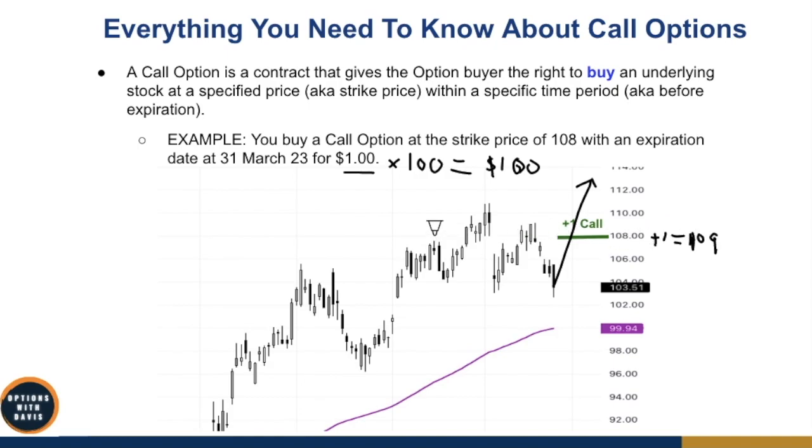Anything that is below $109, you'll be in a loss, right? And your maximum loss is kept to just $100 because this is pretty much what you paid for it when you're buying the call option, right?